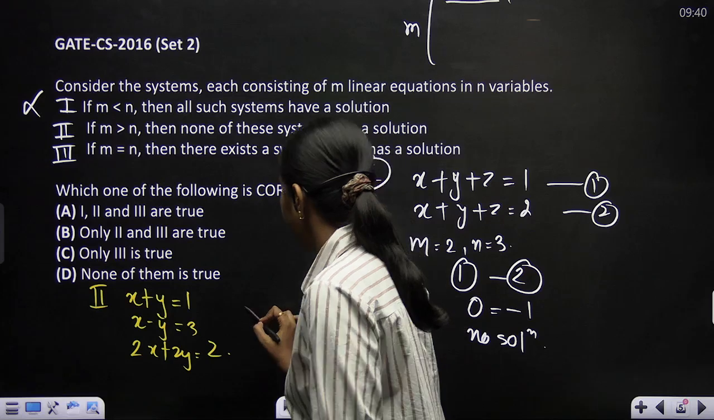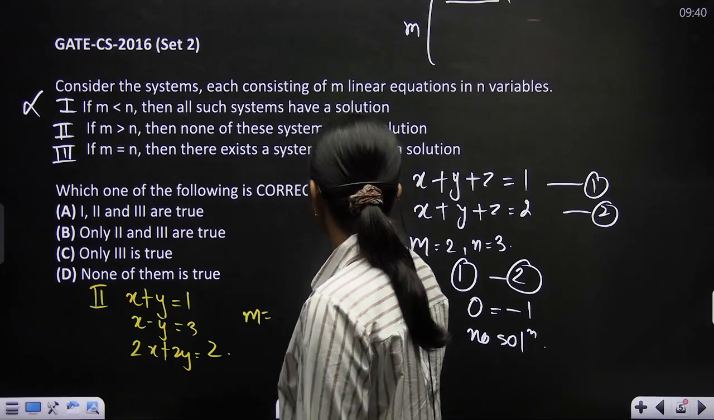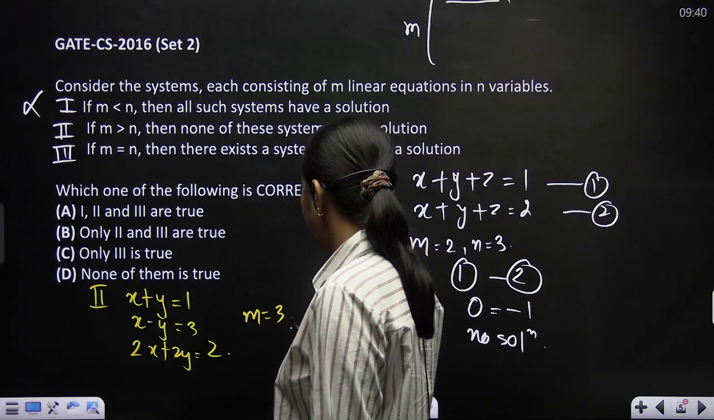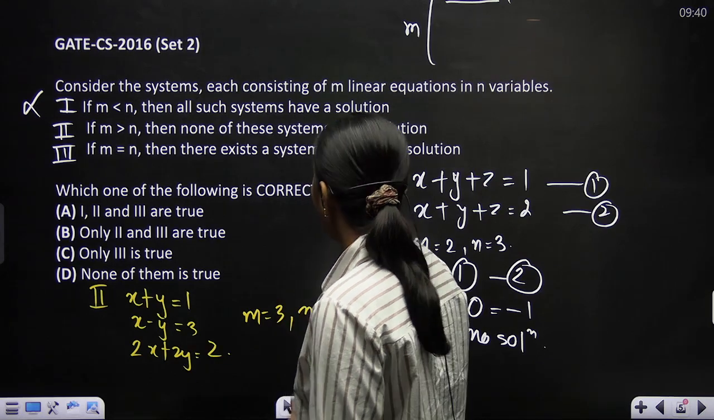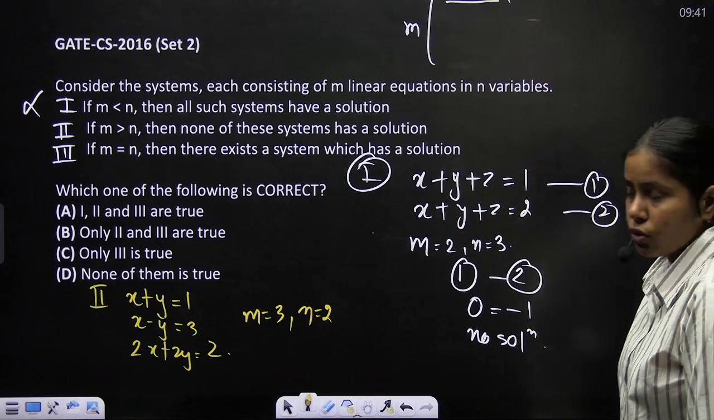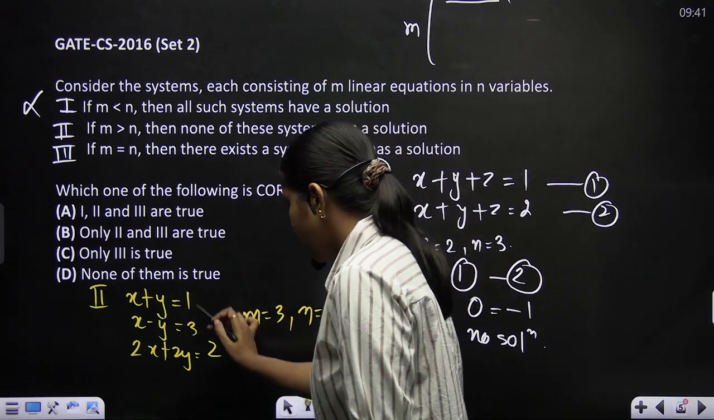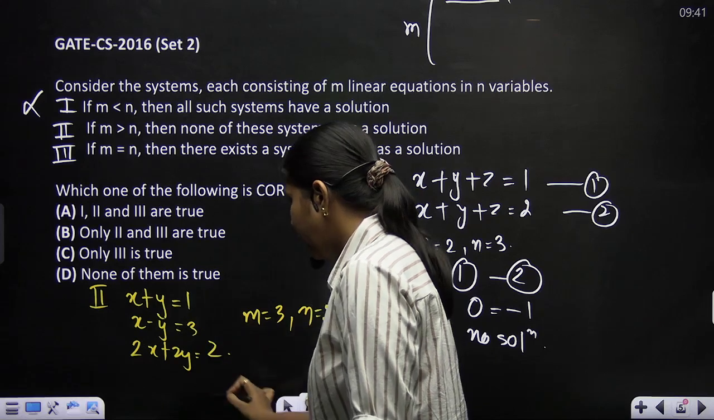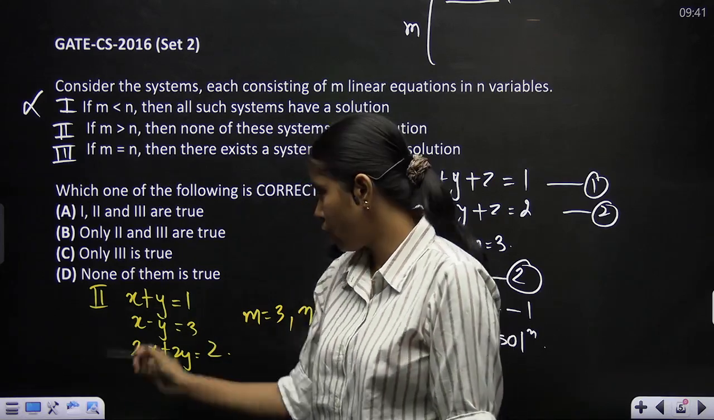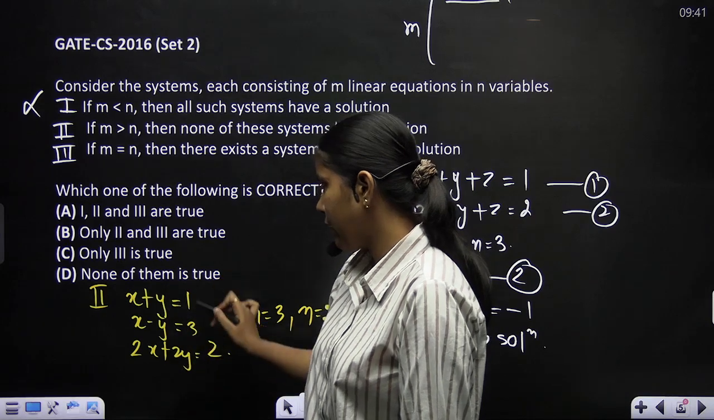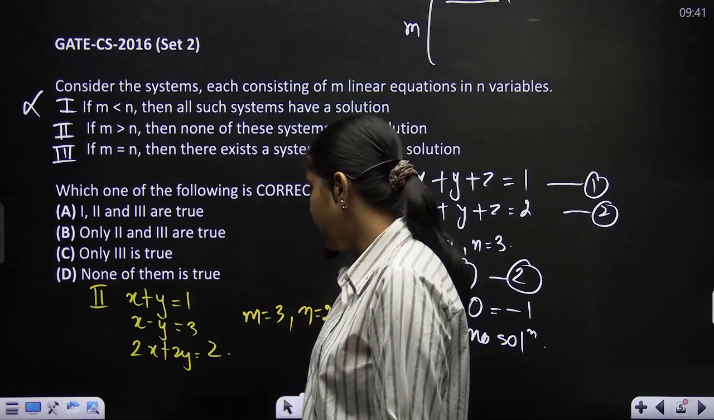I'll write down here. The claim is that none of the system has a solution. Here m is the number of linear equations, 3, and n is 2. Now you have to check that. But if you try to solve here, x plus y is 1, x minus y is 3. If you add these two equations, you would get 2x is equal to 4. The y and y get cancelled, 3 plus 1 is 4. x you would get as 2.